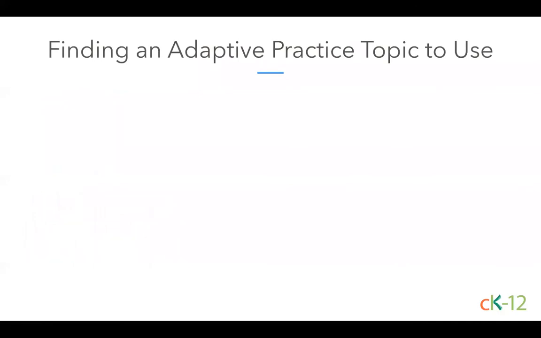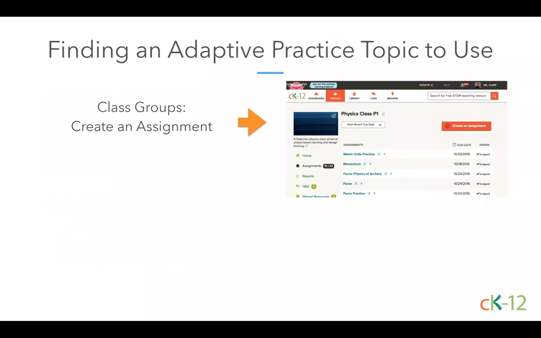So what we want to look at now that we kind of remember what adaptive practice is and why it's valuable is how am I going to find the best adaptive practice assignment to use with my class? So in order to effectively use CK-12's adaptive practice, it's important to know where to find the best assignment. There are two ways that I would recommend in order to easily find and create assignments. The first one is if you go to a class groups page and you are on the assignments portion, you will see the ability to create an assignment. This is the quickest way to assign adaptive practice.